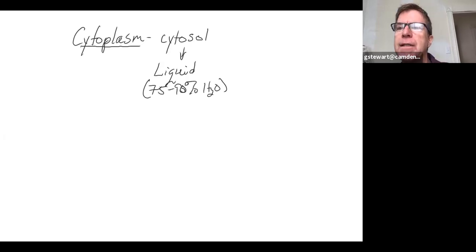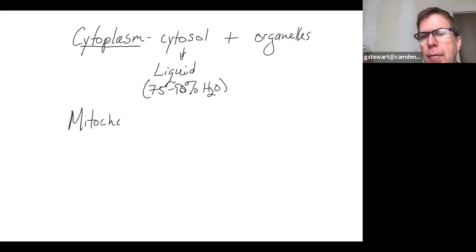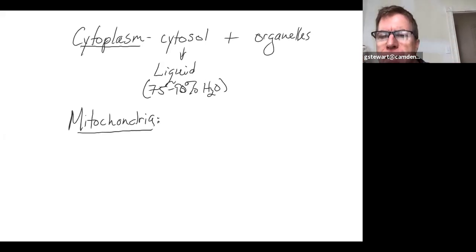So all the liquid inside of the cytoplasm is called cytosol, and then all of the organelles that are suspended in that cytosol doing things. So let's go through those organelles. We'll get as far as we can. You've probably heard of a mitochondria. That is an organelle found in many of our cells, not all, but most of our cells.